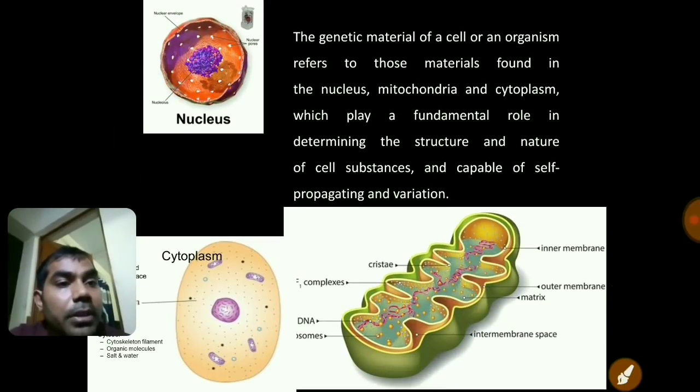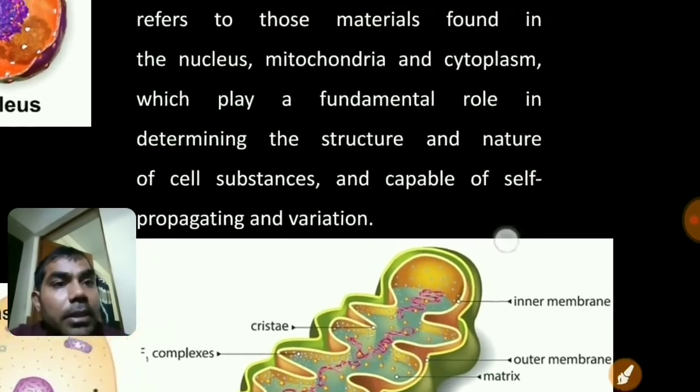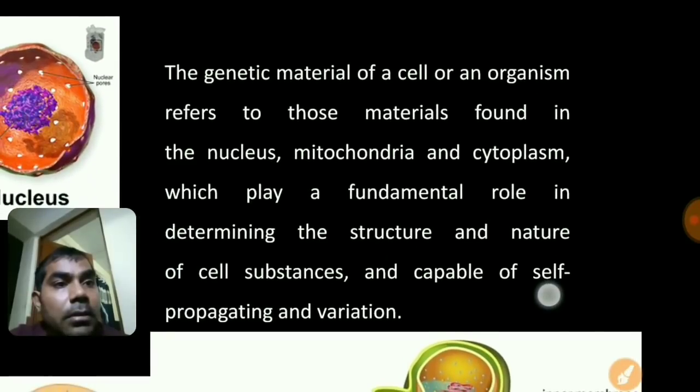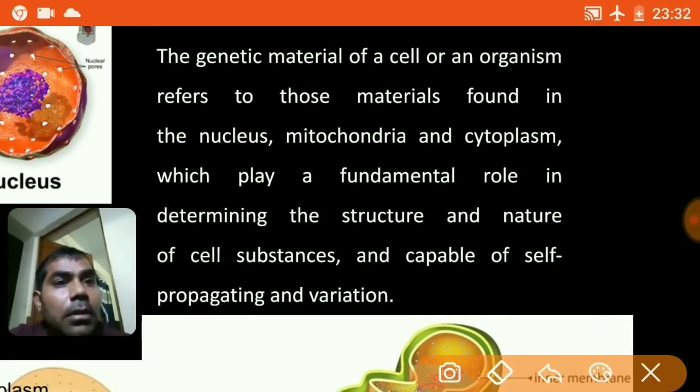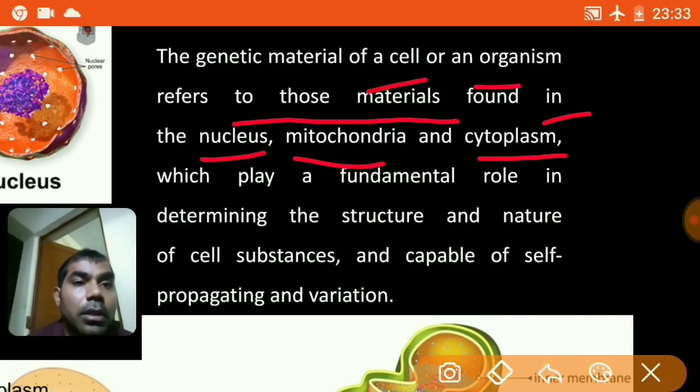So what is the genetic material? If you see, the genetic material of a cell or an organism refers to the material found in the nucleus, mitochondria and cytoplasm. This was actually the question in our previous question, and the answer is the nucleus, mitochondria and cytoplasm.